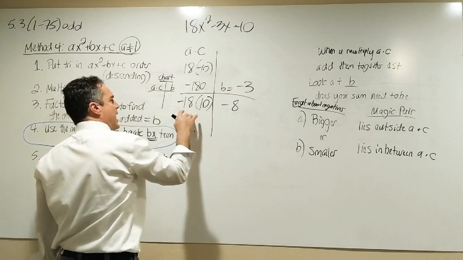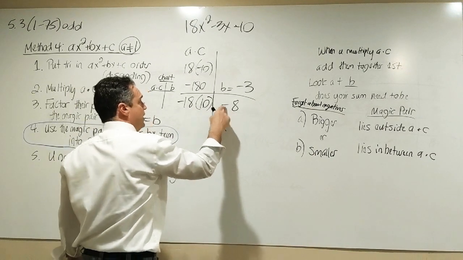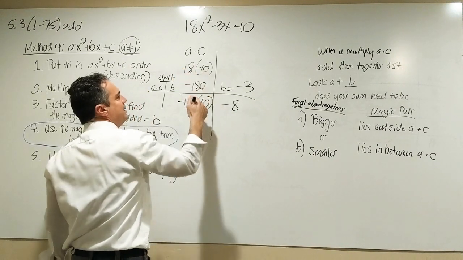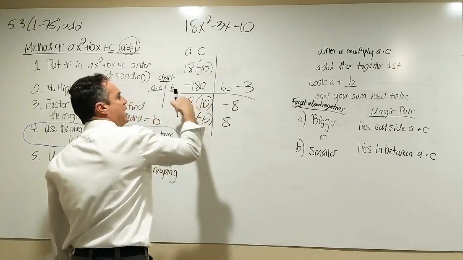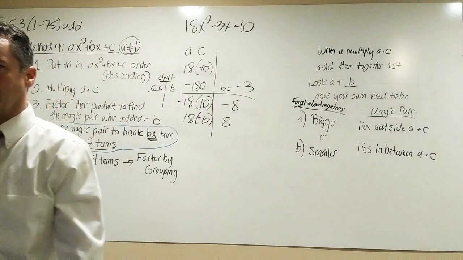Okay? So I add these 2 together, I get negative 8. I switch the negative over here, because if I did 18 and negative 10, look at it, I would get positive 8, and I need a negative number. So that's why I had to switch the bigger number to be negative, okay?